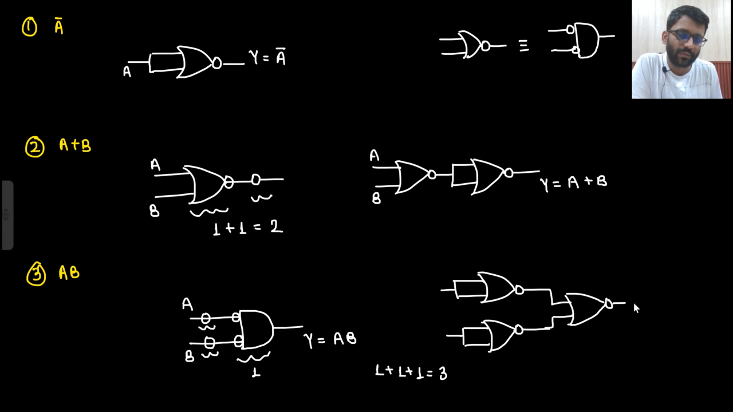This is how you are going to make it. This is A, this is B. This is A bar, this is B bar. A bar plus B bar, the whole bar, that would be AB. Okay, so this is how you will be making it.